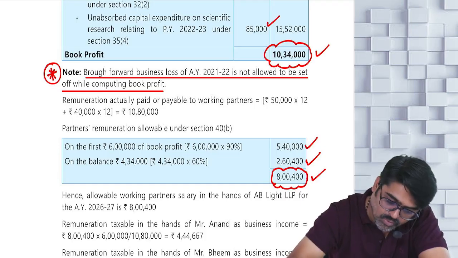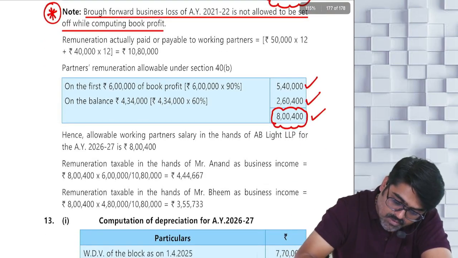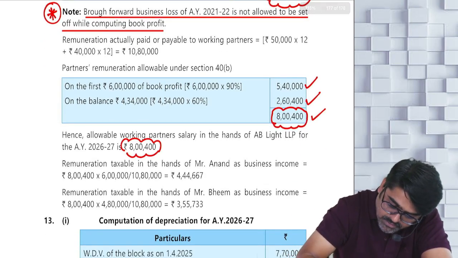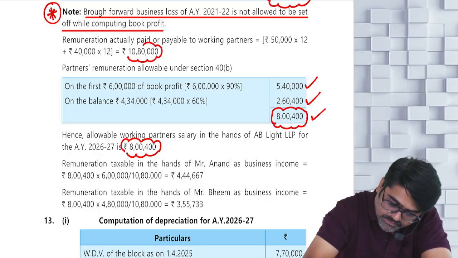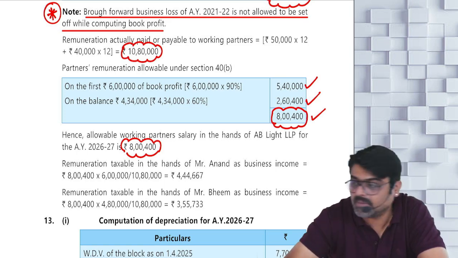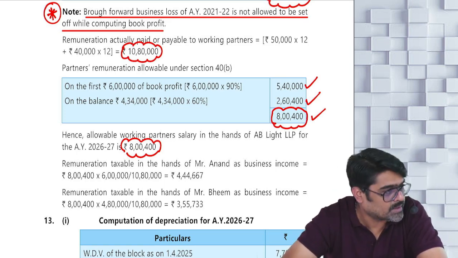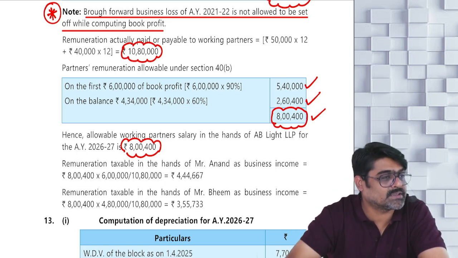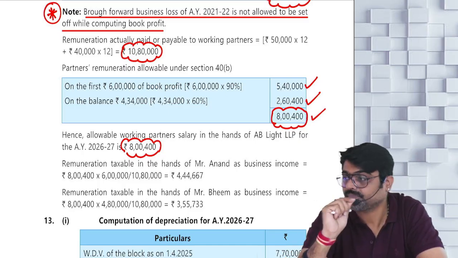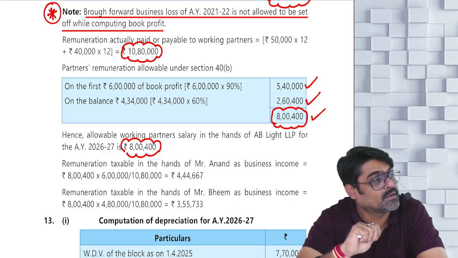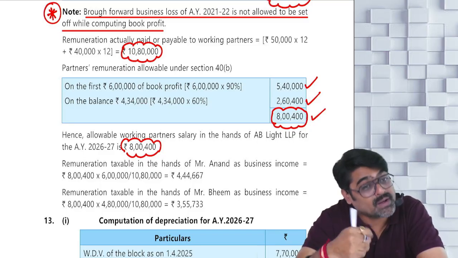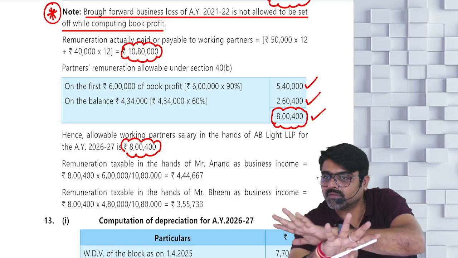8,400,000. So the firm is going to get the deduction of 8,04,000. So the actual remuneration given was 10,80,000. The maximum limit is 8,400,000. So how much is the deduction the firm will get? 8,400,000. Now this 8,400,000 will be allowed to the firm. The discussion of the firm is over.